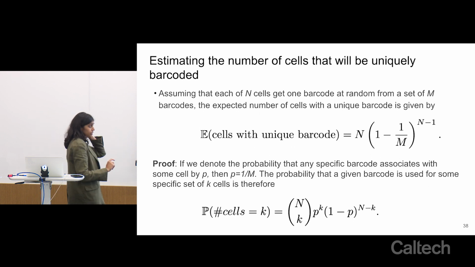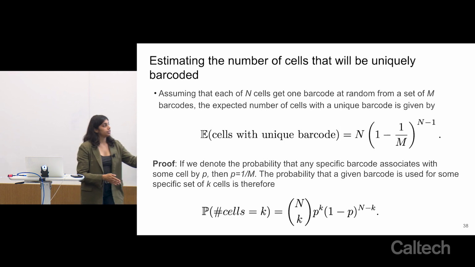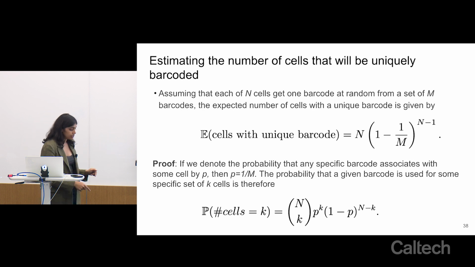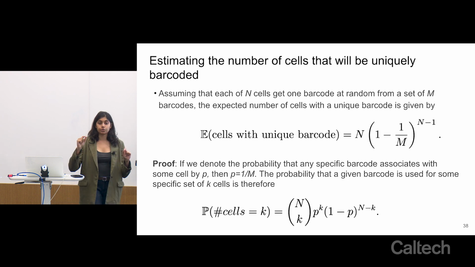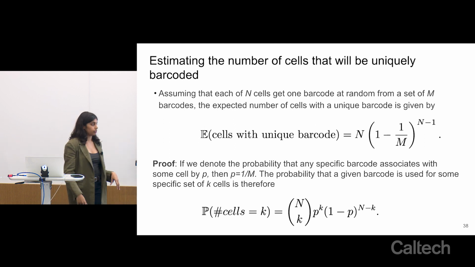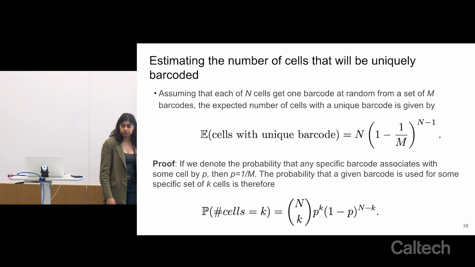Yeah, OK. So what we're going to prove is that the expected average number of cells with unique barcodes is going to be this number, given the number of cells n and given the number of barcodes m. What we can start with is, for one barcode, what is the probability that it is associated with k cells, but not the other n minus k by proxy? That is the binomial distribution, which I'm sure some of you have seen before.